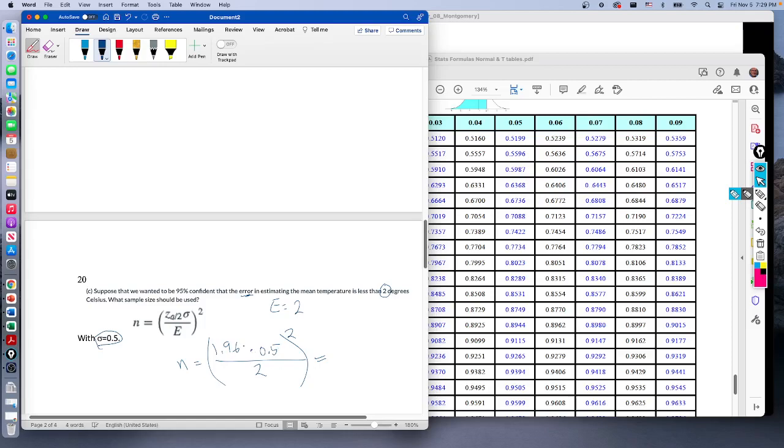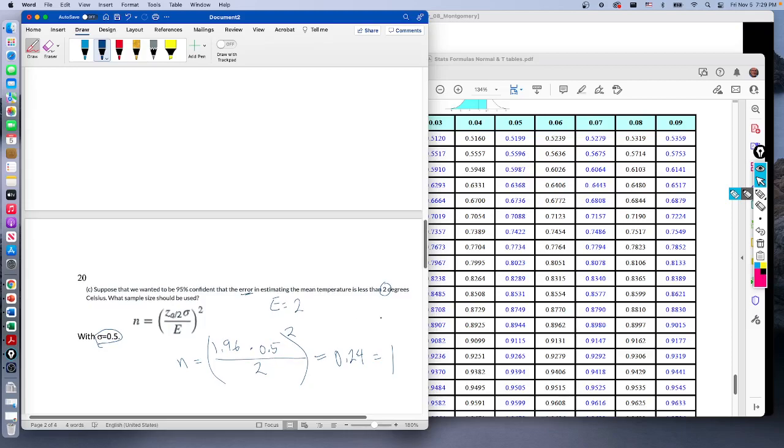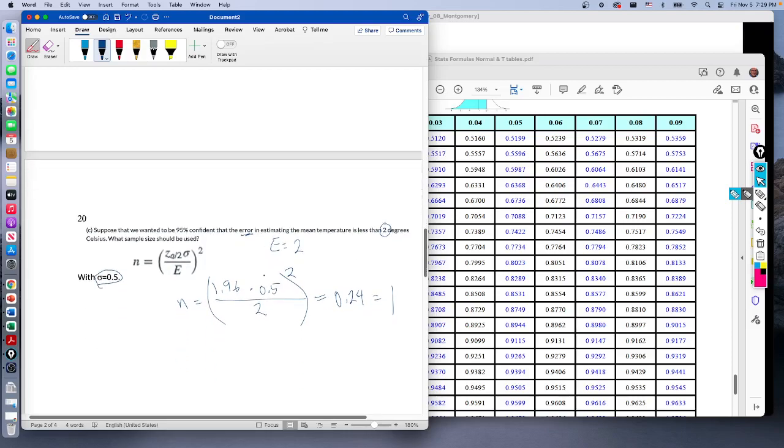Yeah, because that's half of that, then you cut it in half. That's like cutting it in a fourth. They're pretty small, 0.24. Well, that means n needs to be 1. What good is data if you don't get any data? You always got to get at least one piece of data. I don't know how helpful that would be, but anyway. So that's 20.